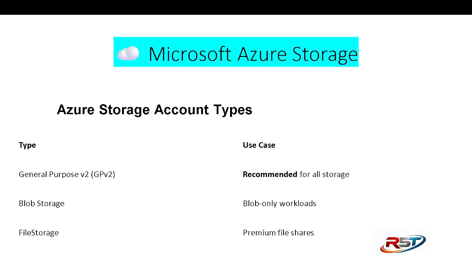Azure Storage account types. Type: general purpose version 2, GPv2. Use case: recommended for all storage. Type: Blob Storage, for blob only workloads. File Storage, for premium file shares.